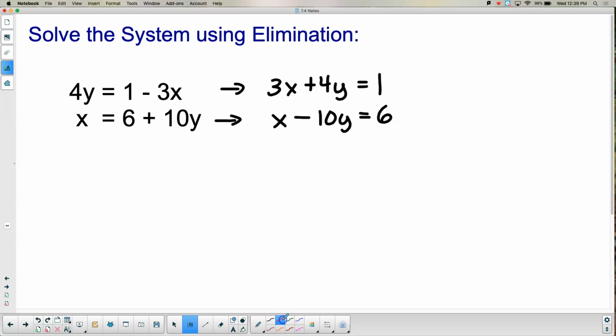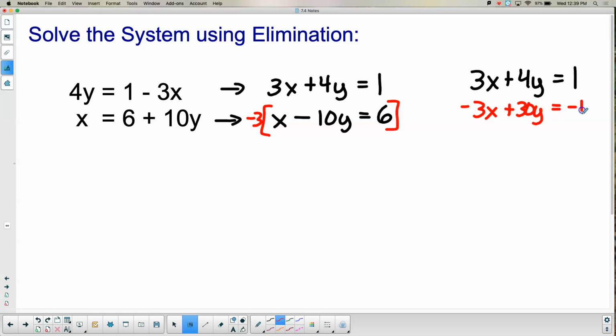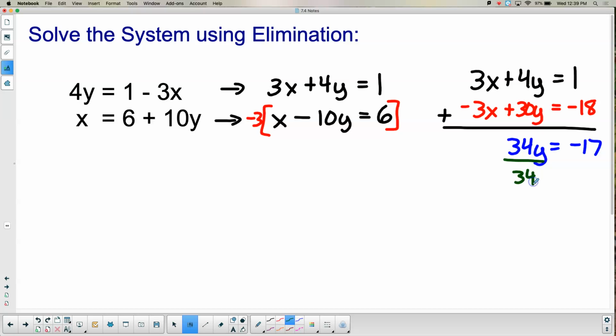Then, I would multiply this bottom equation by negative 3. That gives me 3x plus 4y equals 1. And on the bottom, I get negative 3x plus 30y equals negative 18. Add those two equations together, gives me 34y equals negative 17. Divide both sides by 34, gives me y equals negative 1/2.